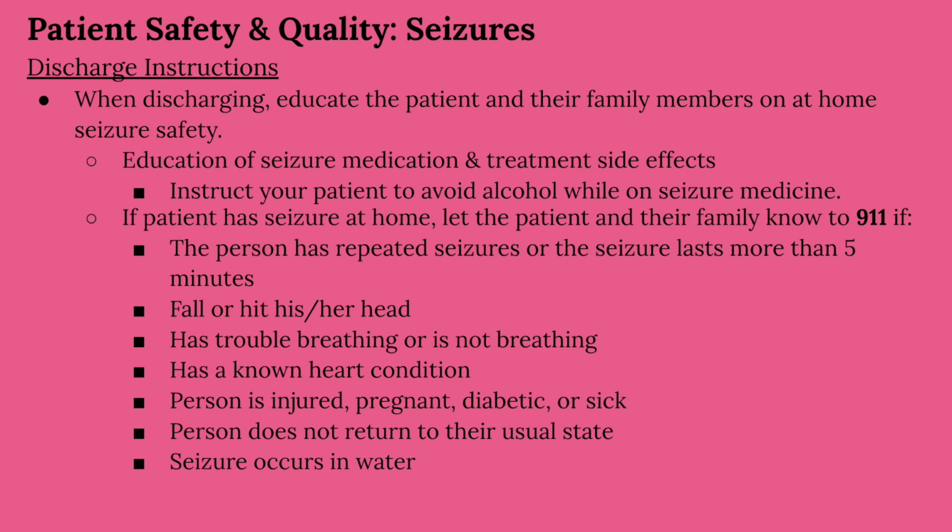Instruct your patient to avoid alcohol while on seizure medication. Alcohol alters the way the seizure medication works in the body and can actually increase the risk of seizures. If the patient has a seizure at home, let the patient and their family know they should call 911 if the person has repeated seizures within a 5-minute time frame, or the seizure lasts more than 5 minutes, if they fall or hit their head, if they're having trouble breathing or if they aren't breathing after the seizure, if he or she has a known heart condition, if the person is injured, pregnant, diabetic, or sick, if he or she does not return to their normal condition, or if the seizure occurs in water.